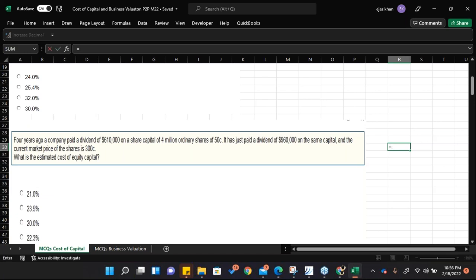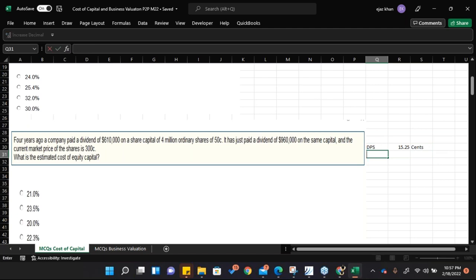Now in this case, the dividend that was paid 4 years ago was $610,000 with 4 million shares. Okay, so let us divide it by 4 million shares. So it's 15.1525, and better to convert it into cents. So let's put two more zeros so that we can have this dividend in cents. That's this dividend per share 4 years ago.